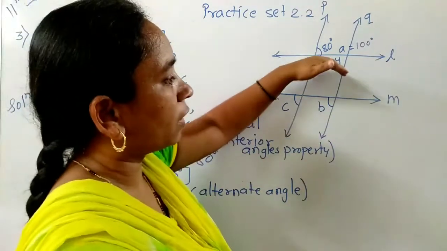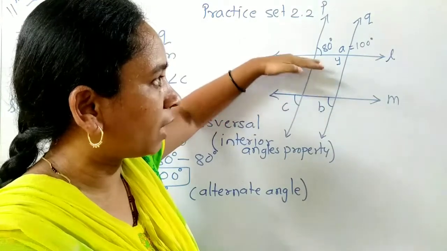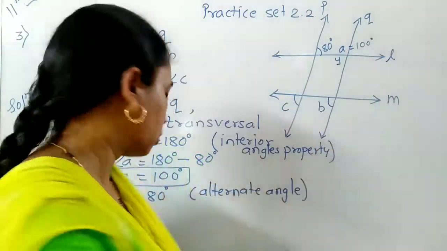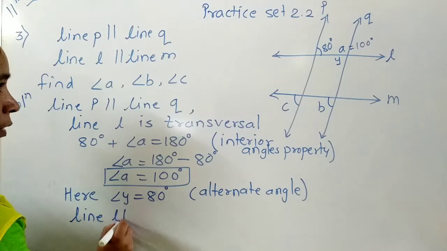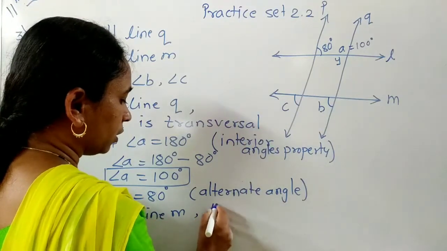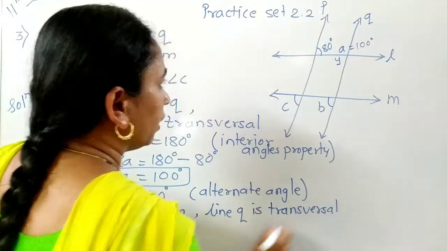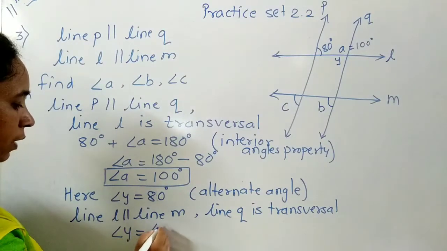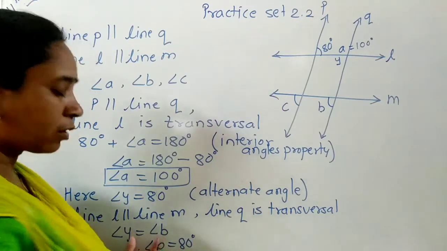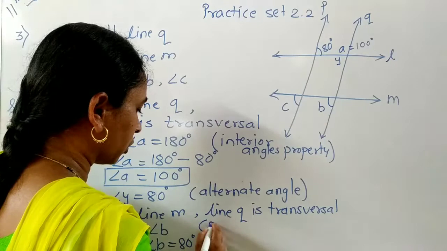Now to consider the relation of Y and B, I have to take another parallel line. To show the relation of Y and B, I have to consider lines L and M as parallel lines, and Q would be the transversal. So here line L is parallel with line M, and what is the transversal? I will consider line Q is transversal. Therefore, angle Y is equal to angle B. And therefore, angle B is also 80 degree. Why are they congruent? What is the relation of this? We know it. Those are the corresponding angles. So, property of corresponding angles.